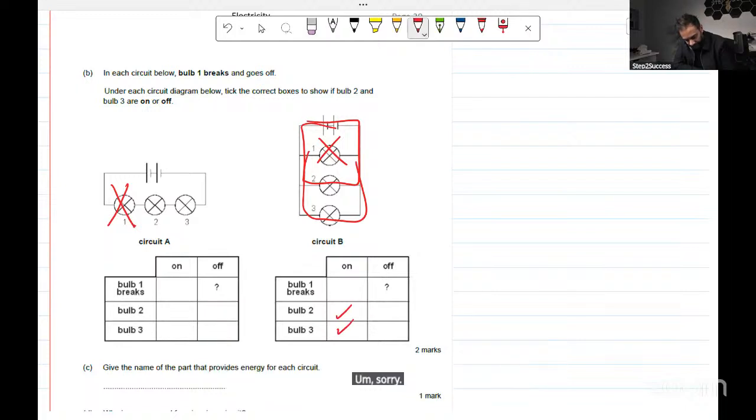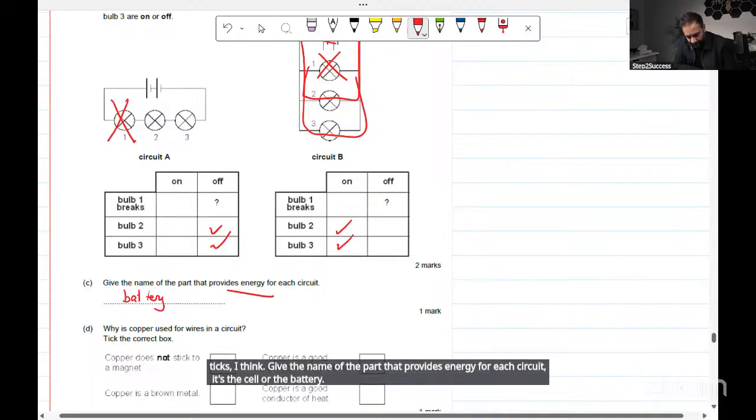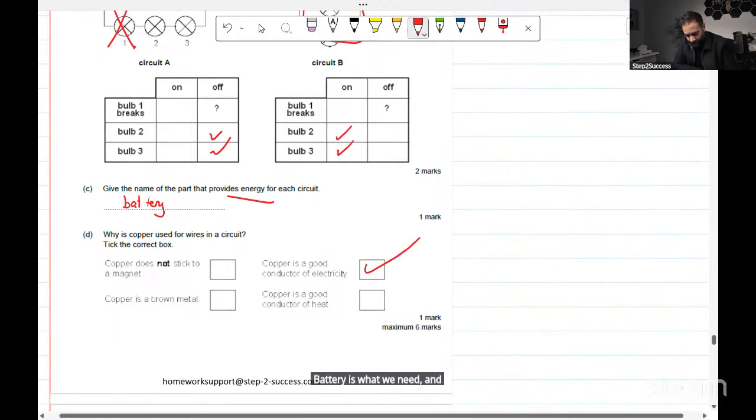Sorry, I don't know what I did there. It's ticks, I think. Give the name of the part that provides energy for each circuit. It's the cell or the battery. Battery is what we need. And why is copper used? It's a good conductor of electricity.